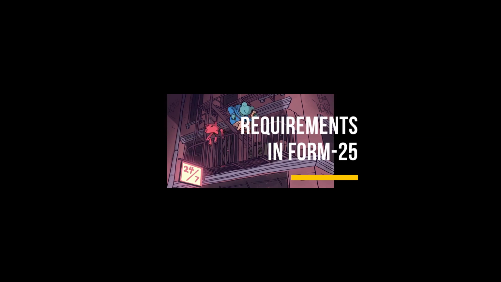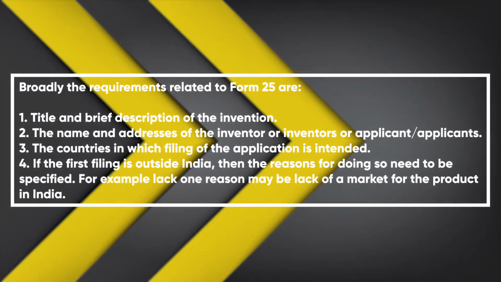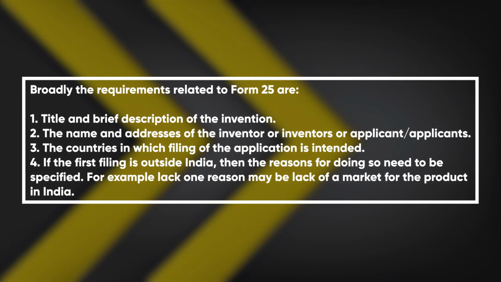Requirements in Form 25. Since it is imperative for entities to ensure applying for an FFL in scenarios defined under Section 39, the requirements for filing a request for FFL in Form 25 become extremely crucial. Broadly, the requirements related to Form 25 are: Number 1. Title and brief description of the invention. Number 2. The name and the address of the inventor or inventors or applicant or applicants. Number 3. The countries in which filing of the application is intended. Number 4. If the first filing is outside India, then the reason for doing so needs to be specified. For example, one reason may be lack of a market for the product in India.